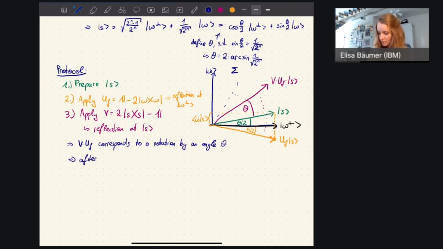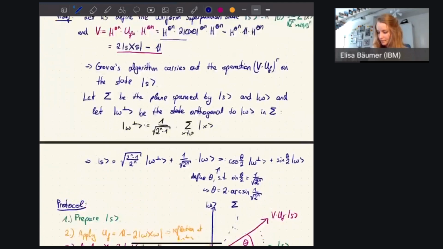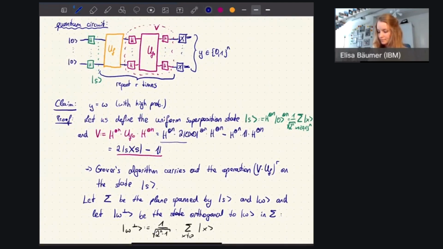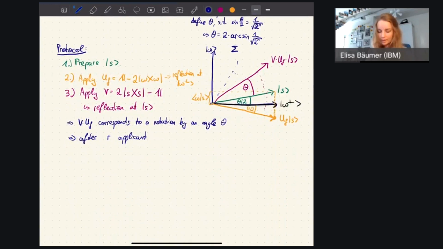So after our applications, I told you before we're going to repeat V and R in total R times. So after our applications of the second and third step, the state is then rotated by R times theta. So this is now how you can see how we choose R. I didn't specify that yet, just that it depends on n.